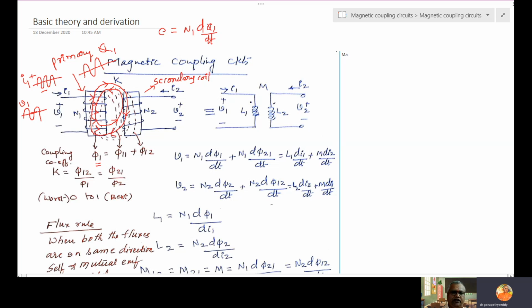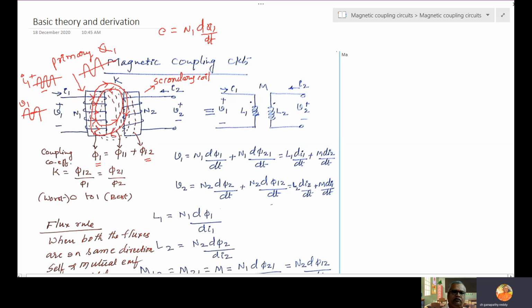Then part of phi1 is phi12. Phi12 is cutting the secondary coil, so again we get a voltage across the secondary. What is that value? N2 d phi12 by dt. That is named the mutually induced EMF. The value of the mutually induced EMF depends on N2 d phi12 by dt.